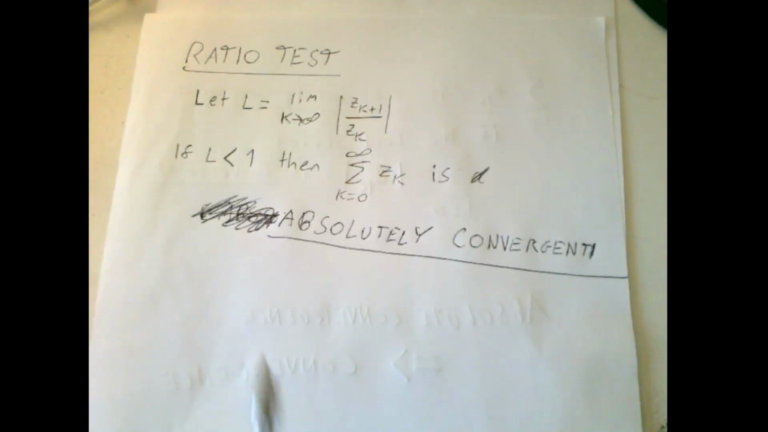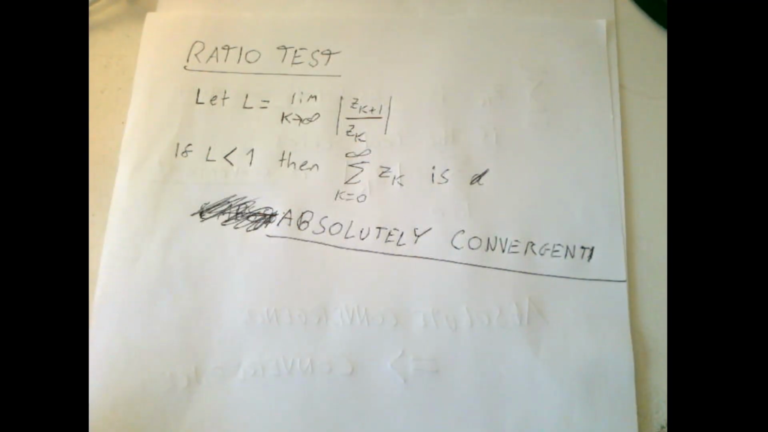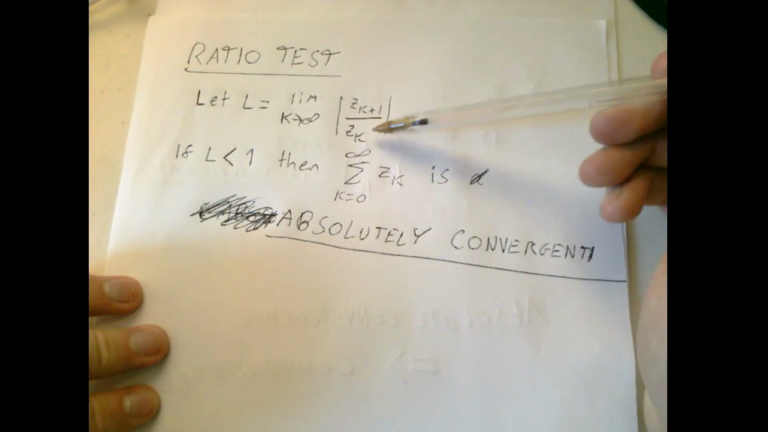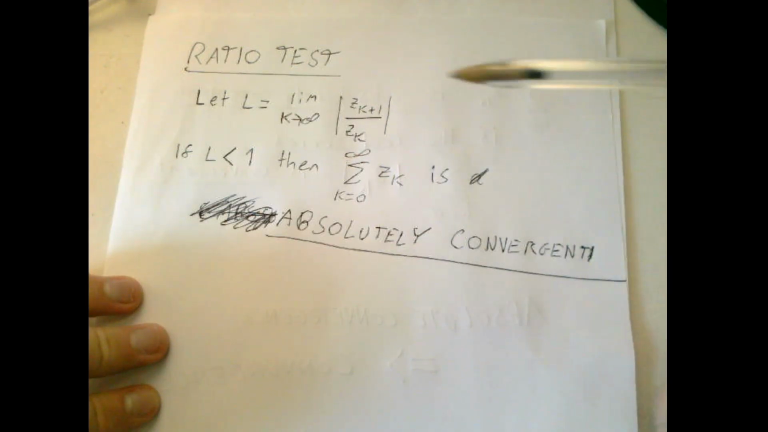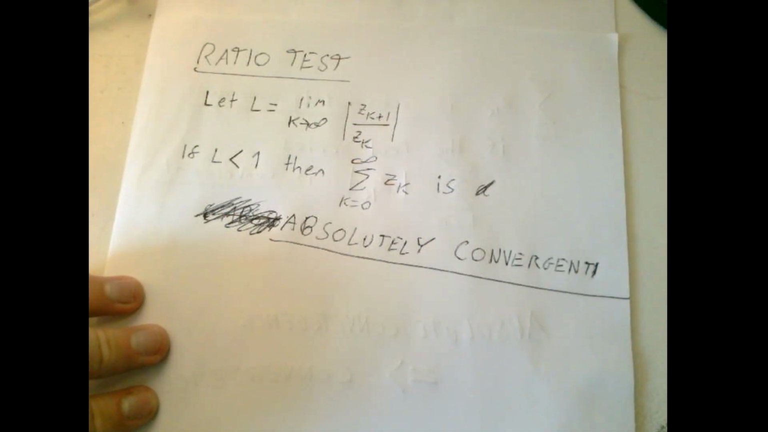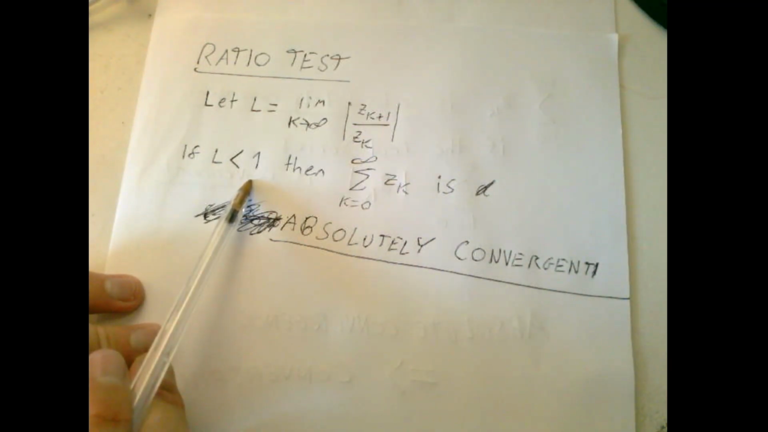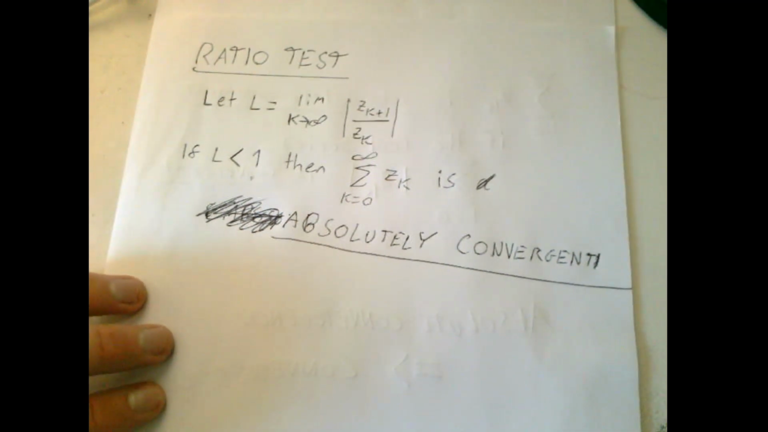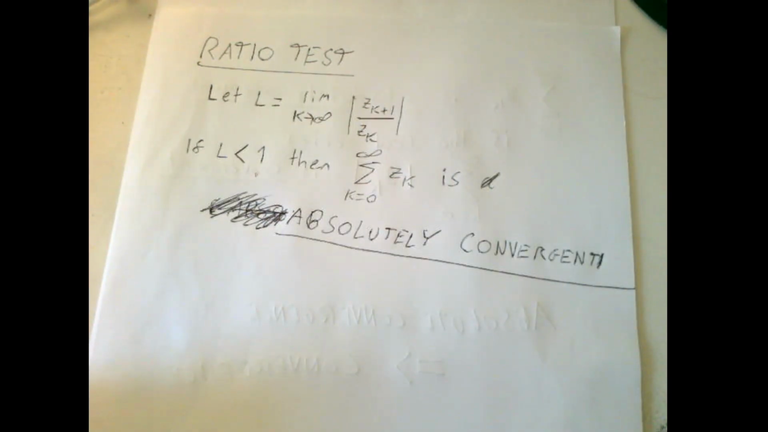Now, one of the ways to test if an infinite series is absolutely convergent is the ratio test. What we're going to do is take the limit of the modulus of the ratio between consecutive terms of the series, as the index goes to infinity. If this limit is less than 1, then we conclude that the series must be absolutely convergent, and by extension, it must be convergent. So we're going to try and apply the ratio test with an example.